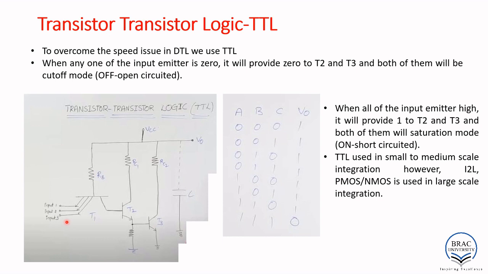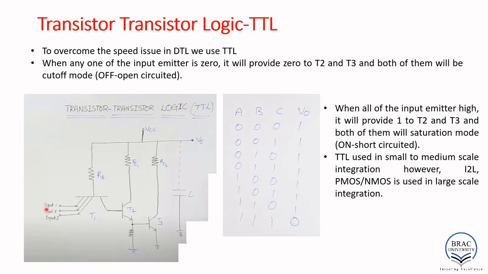So we know if any of the inputs is 0, it will provide 0 here and 0 here, which means it will be in cutoff mode and open circuited. So if this is open, this is open, that means there is no connection from V0 to ground, right? So this is open, this is open. That means our V0 is directly connected to VCC. So we are getting output as high.